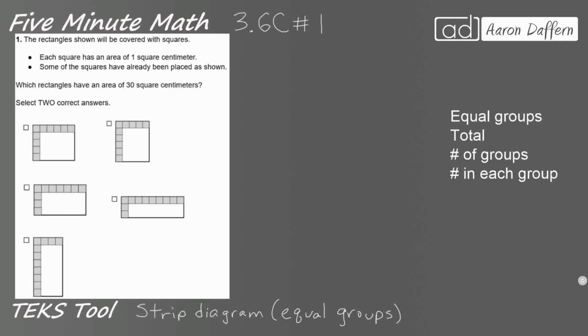Today we are looking at the TEKS tool strip diagram, specifically equal groups. We are working with a problem related to TEKS 3.6c, and we'll do it in 5 minutes or less. If you haven't done so already, please take a moment to pause the video, work this problem for yourself, unpause it, and we will look at our answers together.